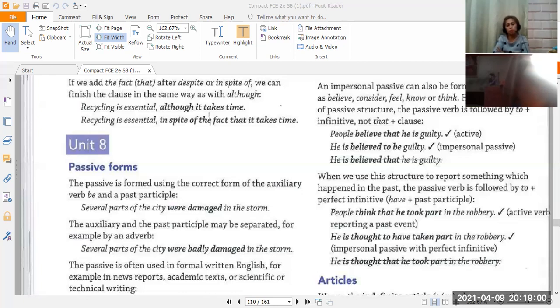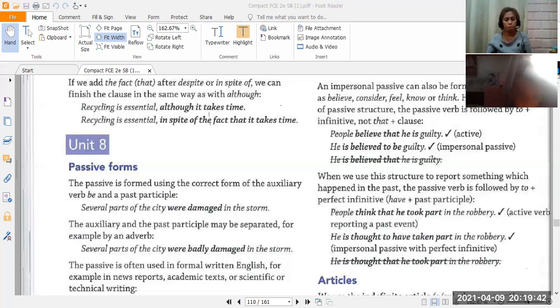Step 2, the grammatical structure. When you form the passive, you need be plus a past participle. Here are the forms of be. Am, are, is in the present. Was, were in the past. You can use been with perfect tenses and being in continuous tenses. You need a form of this plus that past participle, which is verb number 3. Eat, ate, eaten. Eaten is my past participle.